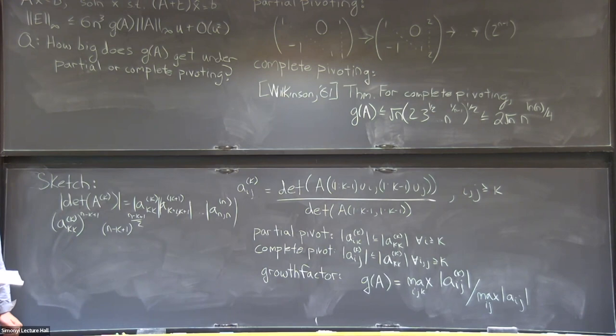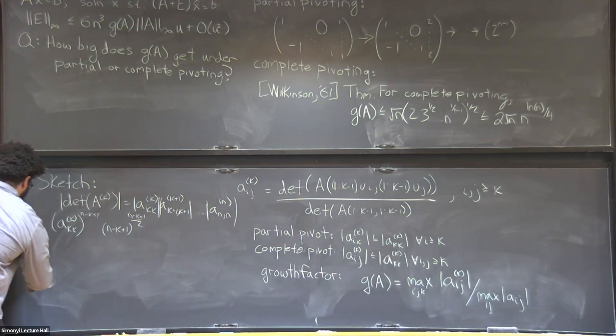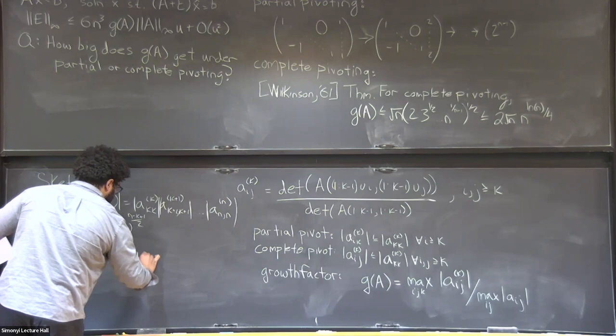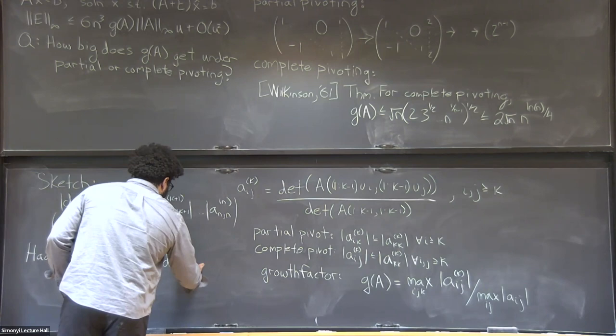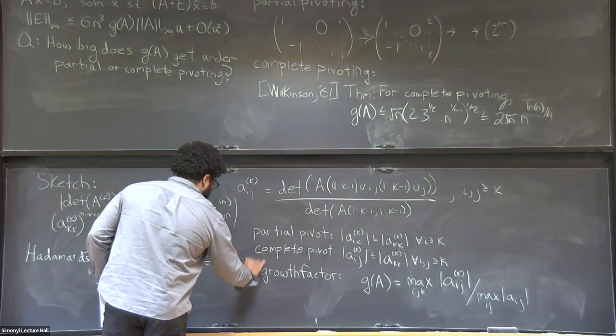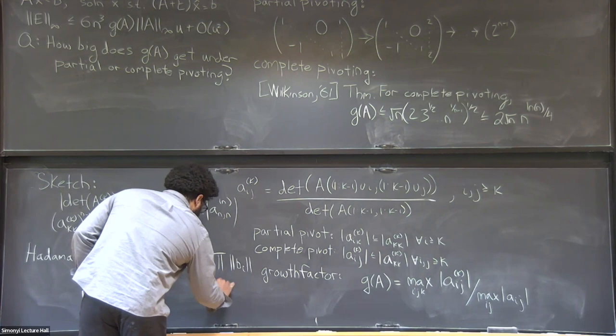Now, what's the inequality, by the way? Ah, sure. So Hadamard's inequality just says that if you take, let's say, the determinant of the matrix B, it's at most the product of the lengths of its columns, B1 to, let's say, Bn.